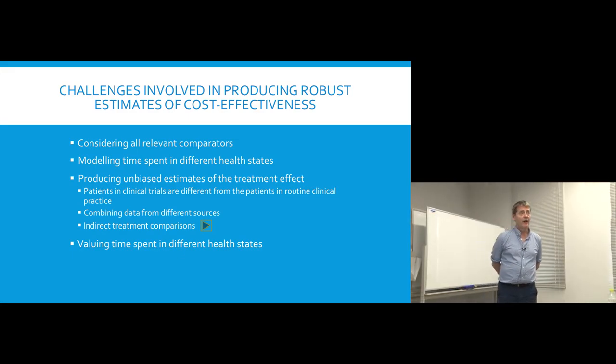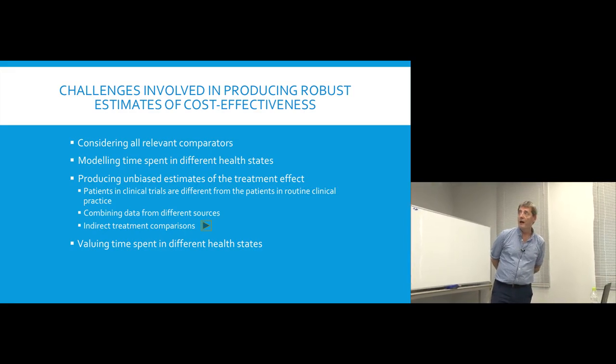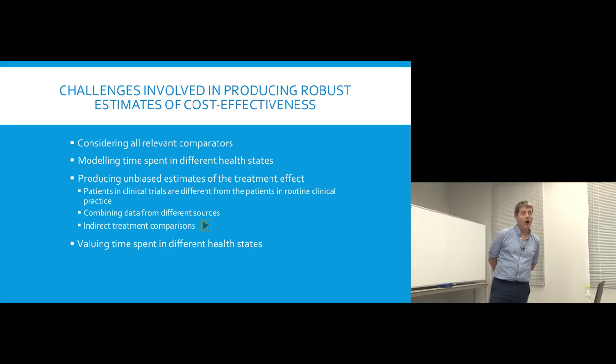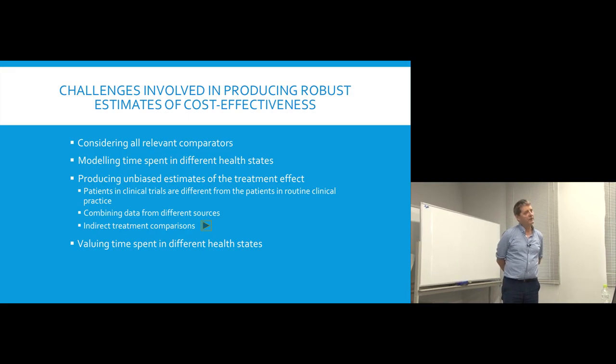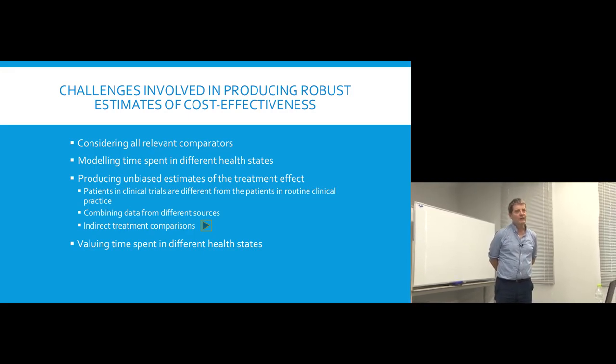Second set of issues, which I'll reprise with you, are this issue of modelling time spent in different health states. And this is what we spent a lot of our time on in this second lecture. It has to be done if you're going to get a realistic picture of cost effectiveness. But it's again not straightforward. The third issue on this list concerns producing estimates, but in particular unbiased estimates, of the treatment effect, of how well the intervention works.